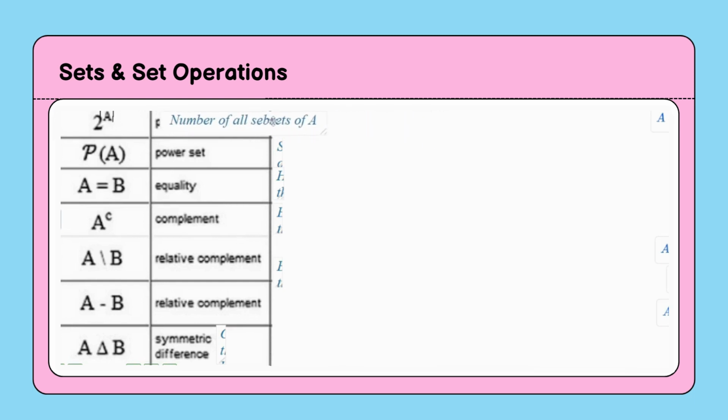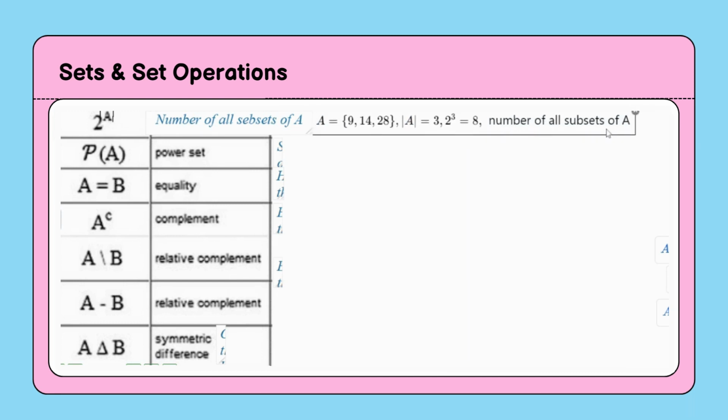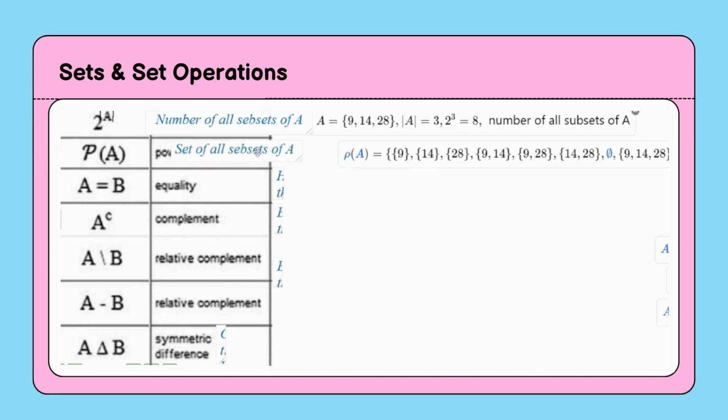So we'll start with power sets. The first thing is 2 to the power of the cardinal of set A, which is the number of all subsets of A. Now, what is A inside 2 lines? This is the number of all elements in A. As you can see, this is 3, so 2 to the power of 3 would be 8, which is the number of all subsets of A. And a power set that we define with rho or P is a set of all subsets of A.